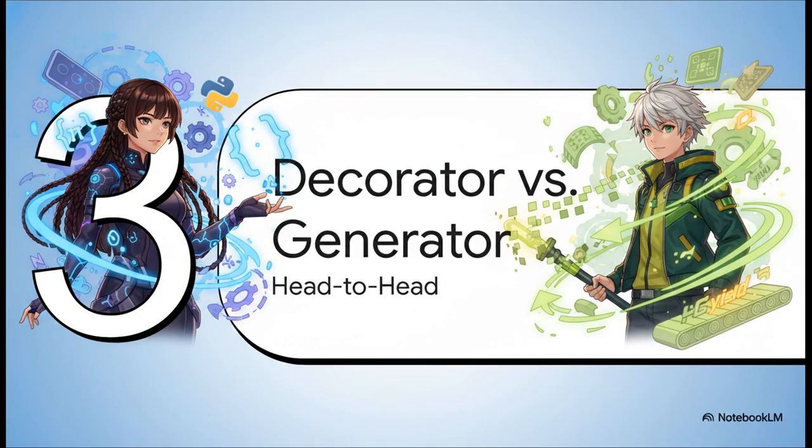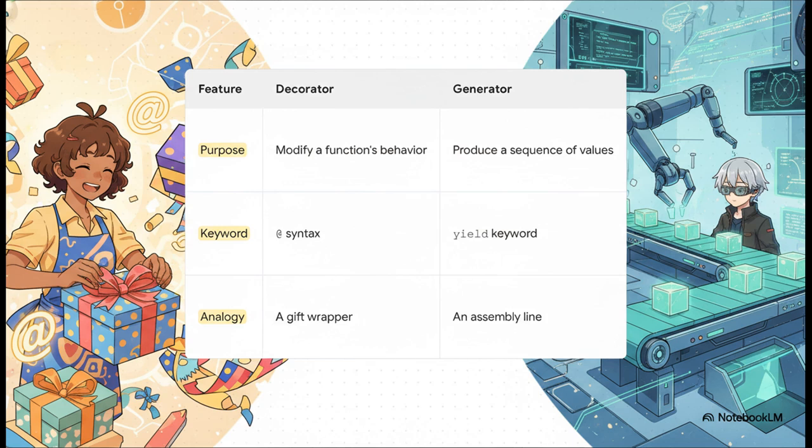All right, so we've looked at these two amazing tools. But just to make sure it's all crystal clear, let's put them side by side for a final showdown. Yeah, this table really nails it, doesn't it? A decorator, with its at syntax, takes a function that already exists and modifies its behavior. It's the gift wrapper. A generator, with its yield keyword, produces a sequence of values from scratch. It's the assembly line. They solve fundamentally different but equally important problems.